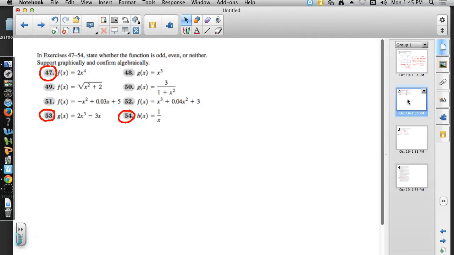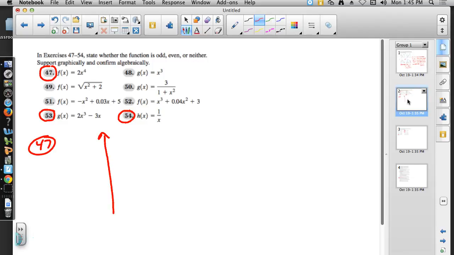So with 47, we have 2x to the fourth. And rather than try to put my TI simulator up here, which slows everything down greatly, I'm just going to go ahead and show you what that 2x to the fourth would look like just by drawing it. What we shouldn't have to do is think too much about what the quartic is going to look like, because we know that they're going to be parabolic in nature. But if you plug this in your calculator, very quickly you're going to see a parabola like that.